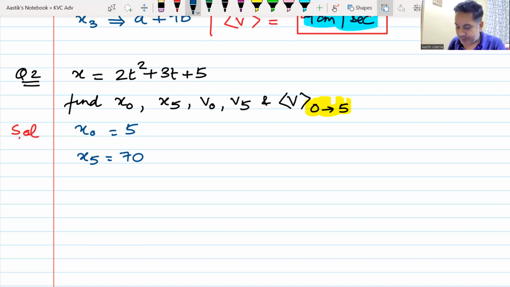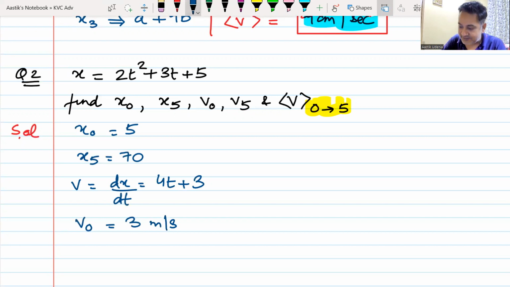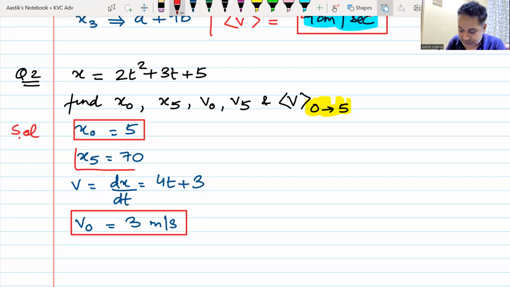Yes, sir. Okay. Now to find out velocity, let me first differentiate dx by dt. So it will be 4t plus 3. Let me find out the value of v0. It is 3 meters per second. So this is the instantaneous velocity at 0 seconds. This is the position at 0 seconds. This is the position at 5 seconds.